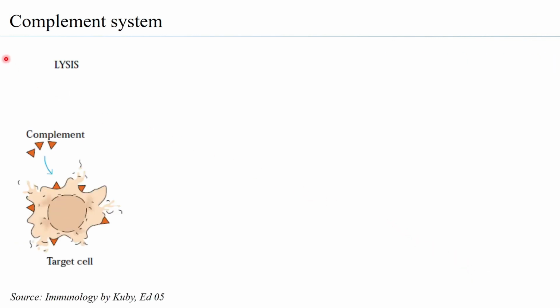Now, therefore, let us just summarize the main functions of the complement system. The complement, on binding to the surface of the target cell, is able to form, after a cascade of events, something that is called the membrane attack complex, and by forming the membrane attack complex, it is able to lyse the target cell.